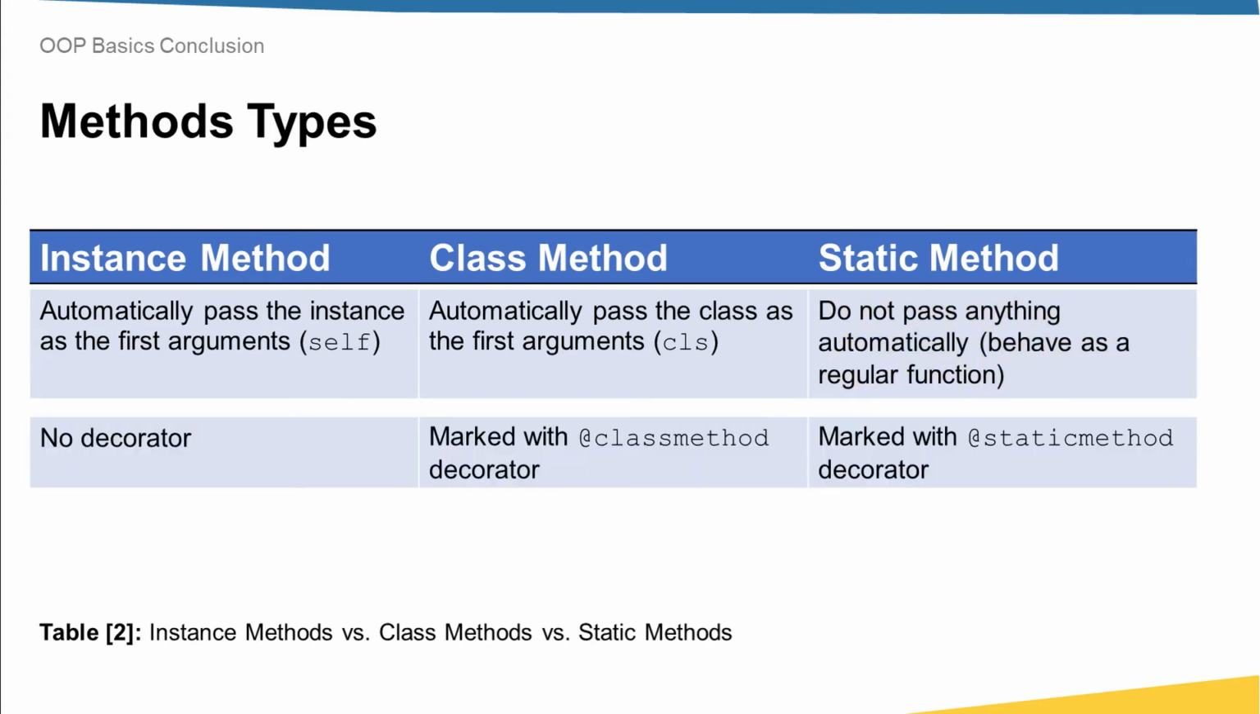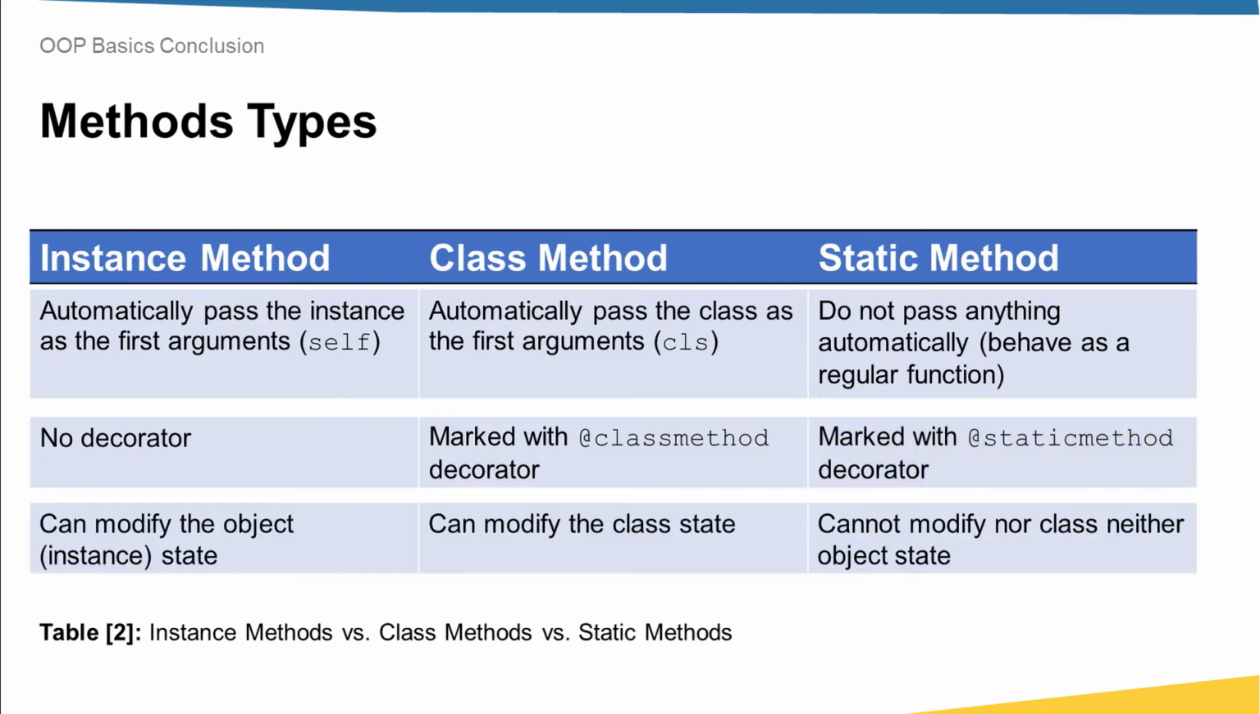Now, in order to define an instance method, we don't use any decorator, whereas in the case of a class method we use the @classmethod decorator, and for a static method we use the @staticmethod decorator. The last point that I want to highlight is that we use an instance method to handle and process the instance state, or in other words, the instance attributes, whereas class methods are usually used in order to handle and modify the class state, or in other words, class attributes. And usually in a static method, we modify neither the class nor the object state.